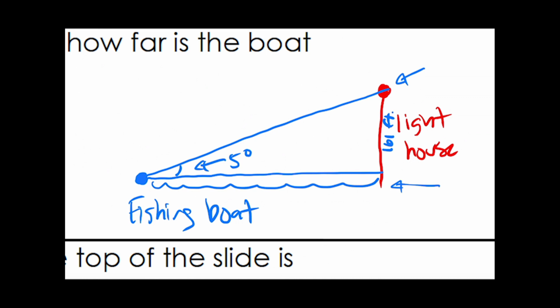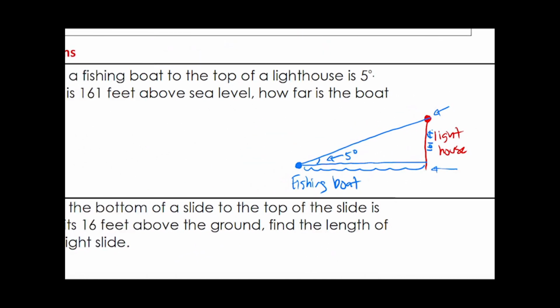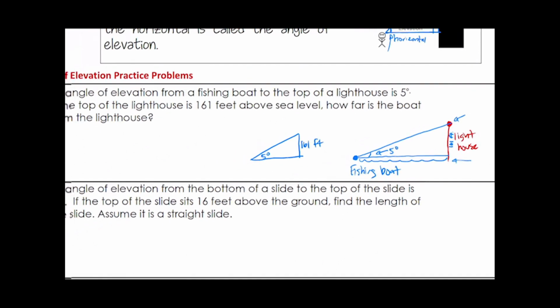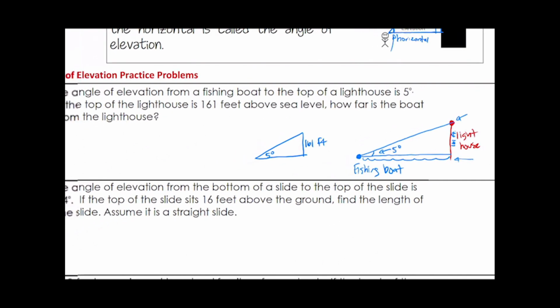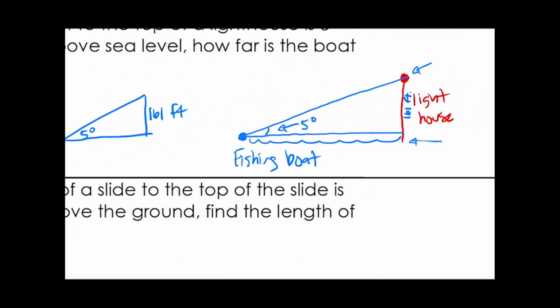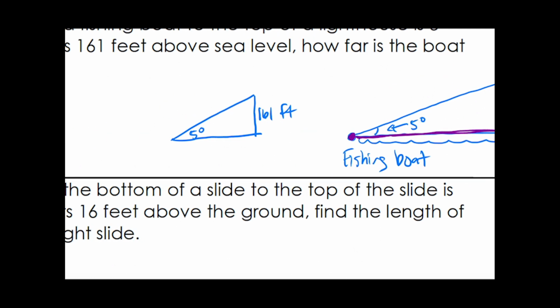So now I have a triangle. If you want to make it a little cleaner, you can make your triangle look like this. This is 161 feet. This is 5 degrees. And what do they want to know? How far is the boat from the lighthouse? So they want to know the horizontal. They want to know this distance, how far it is from the lighthouse. So that's your x.